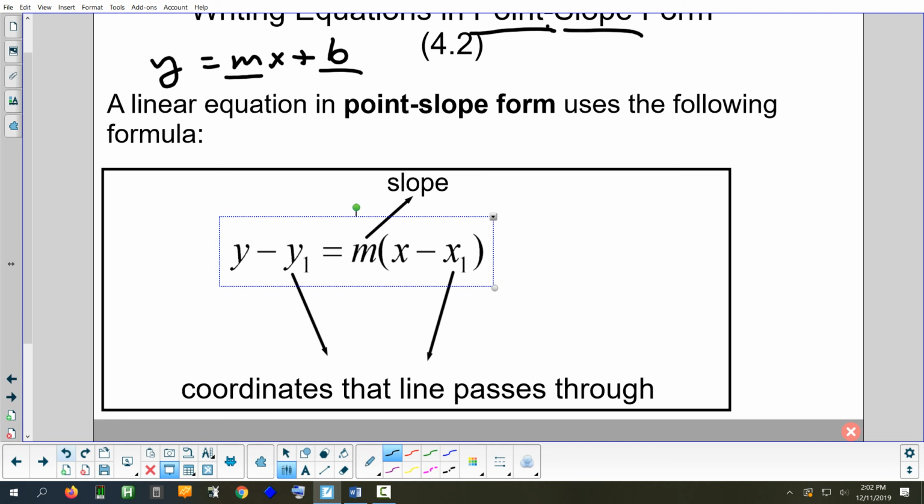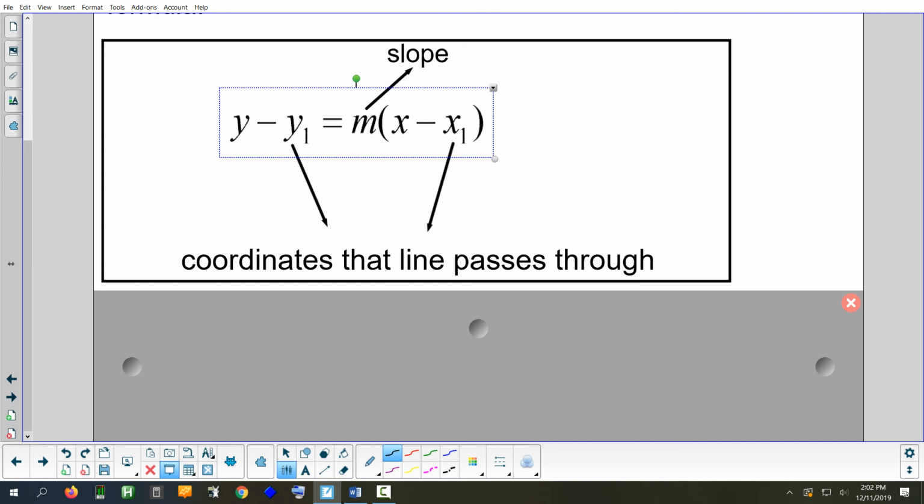Only things that are going to change are y1, m, and x1. x1 and y1, that's the coordinate that I tell you the line passes through. So I'll give you a coordinate, and I'll give you the slope. If I don't give you the slope, how do you find slope? Rise over run. You're going to have a picture. You're going to be able to count. It's very similar to yesterday.